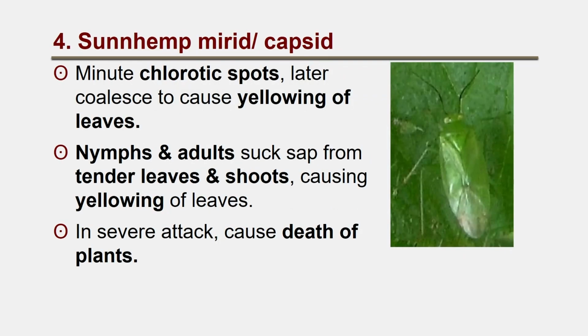Next is sannhemp mirid or capsid. Minute chlorotic spots later coalesce to cause yellowing of leaves. And nymphs and adults suck the sap from tender leaves and shoots, causing yellowing of leaves. In severe attack, it causes death of the plant.